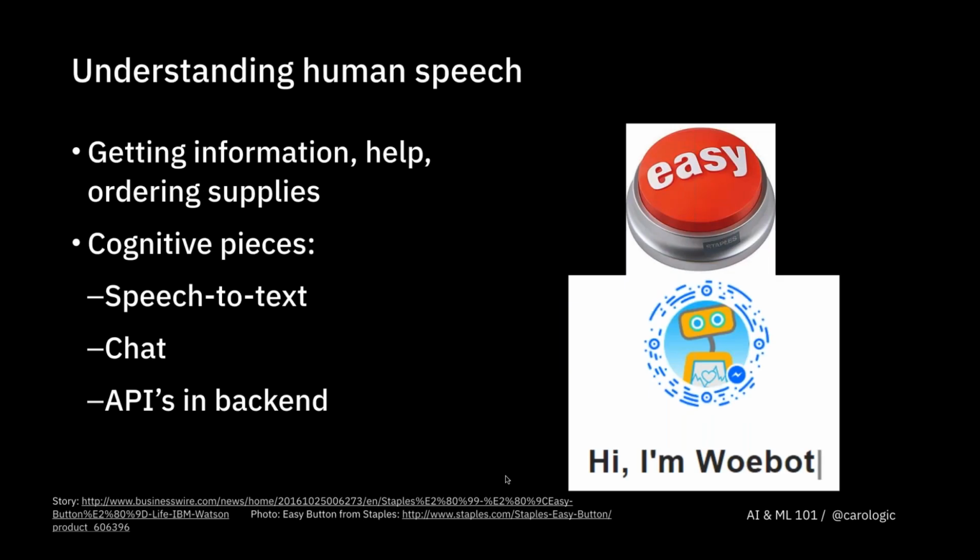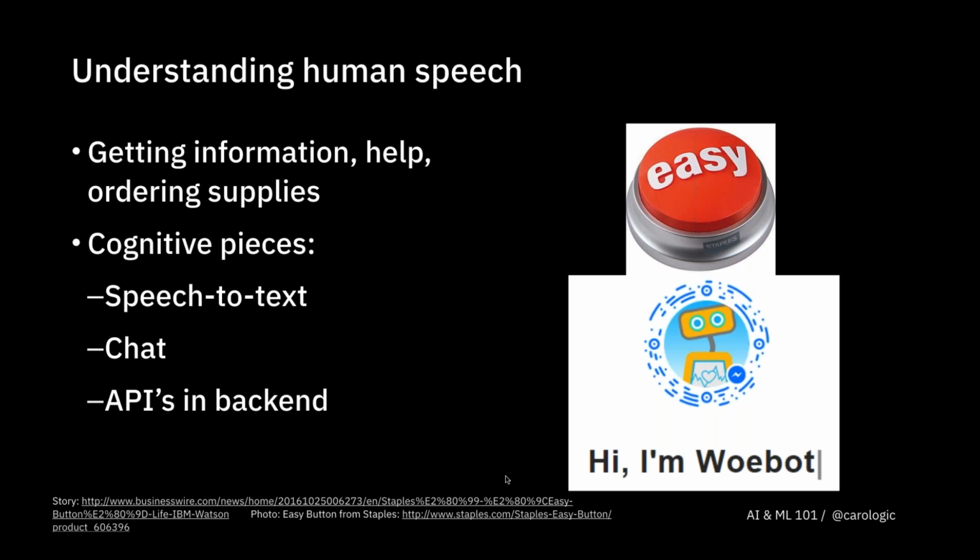Understanding human speech is something we're seeing more and more. It's on our phones, it's on our computers, it's really everywhere now, and we can use these systems to get information, to get help, to order supplies. And in this case, there are many different pieces at work in these systems. They're pretty complex. There's speech to text, there's that translation piece, there's the actual chat itself, there's all kinds of APIs working in the back end. You'll see this, you can order through Staples using their online system. They actually have corporate versions now, which are apparently getting very, very high tech, which is fun.